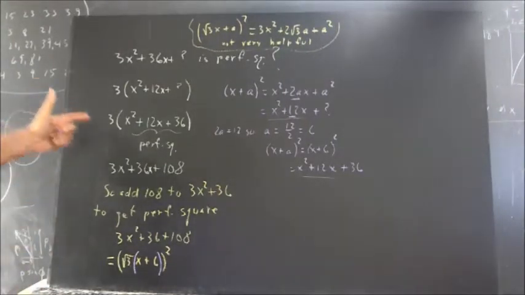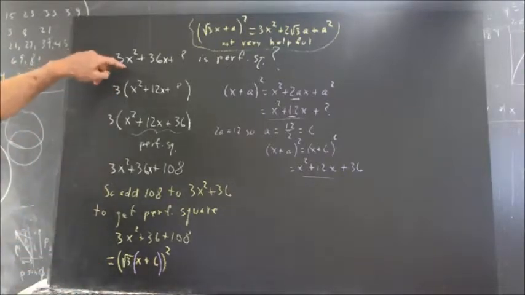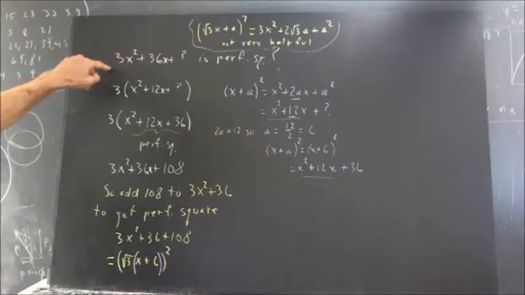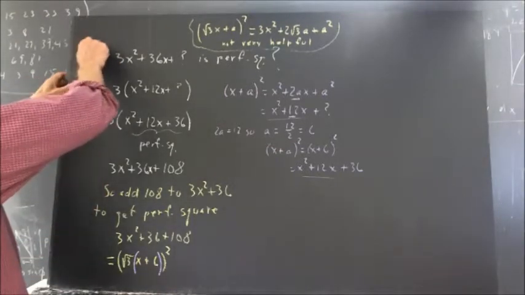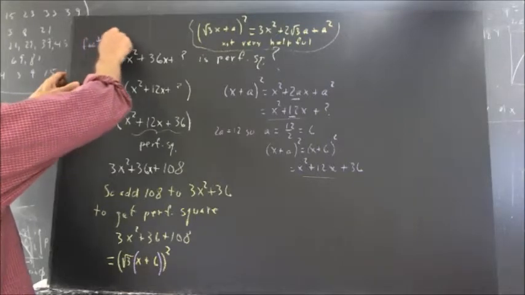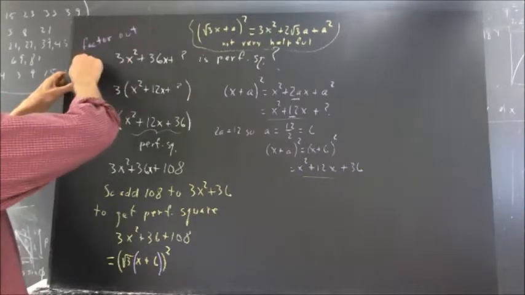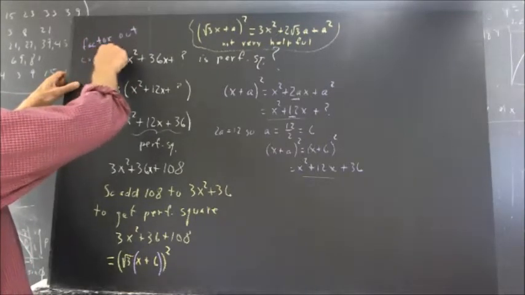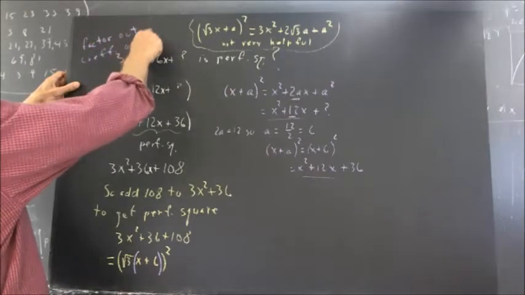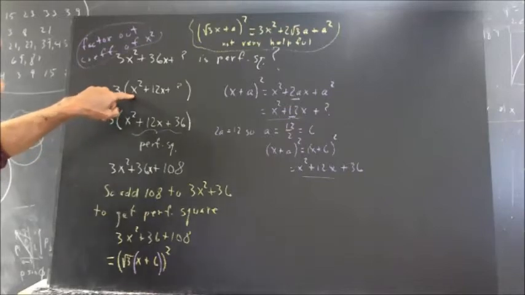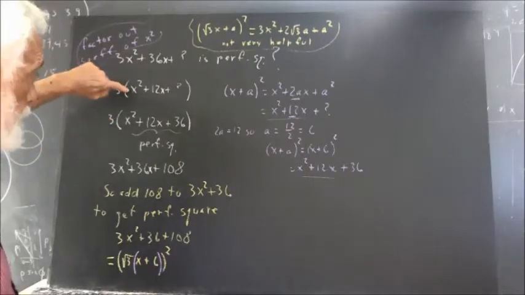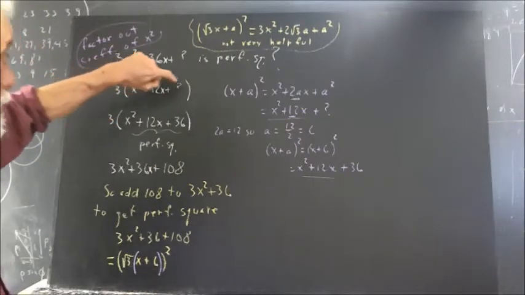So there's some extraneous stuff that I've mentioned here, but the bottom line is you want to factor out the coefficient of x squared, so that you're working with just a plain old x squared and complete the square on what's left.